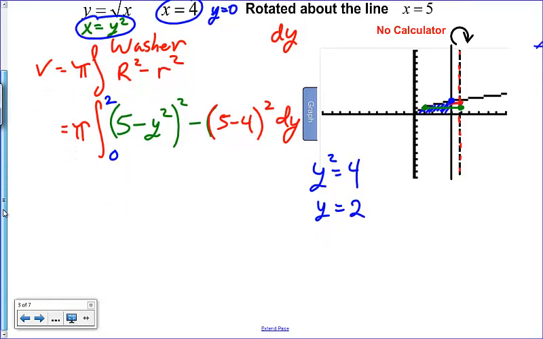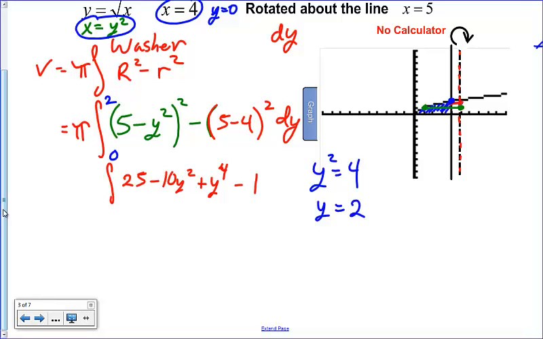To finish this problem, we'll do a little bit of simplifying here, by foiling out. So our first one's going to be 25 minus 5y squared, minus another 5y squared, so minus 10y squared, plus y to the 4th. If we do negative y squared times negative y squared, you get positive y to the 4th. Minus, 5 minus 4 is 1, 1 squared is 1.